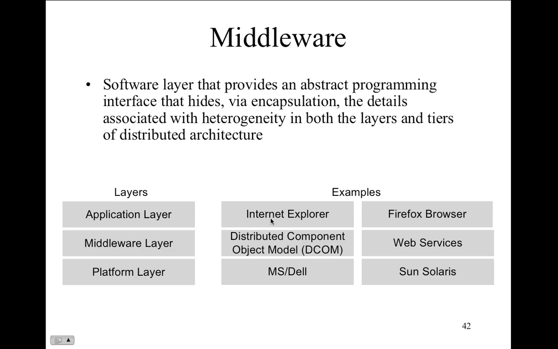So layers: application layer, middle layer, platform layer. Examples here, from an application level, we've got Internet Explorer, we've got Firefox. You could loosely call a web browser middleware. Because remember, none of you in here remember this, but in the old days, you used to go to a Sun or Unix box. You could type in commands, connect to a server, HTTP, wget, and you got websites, documents that you downloaded.